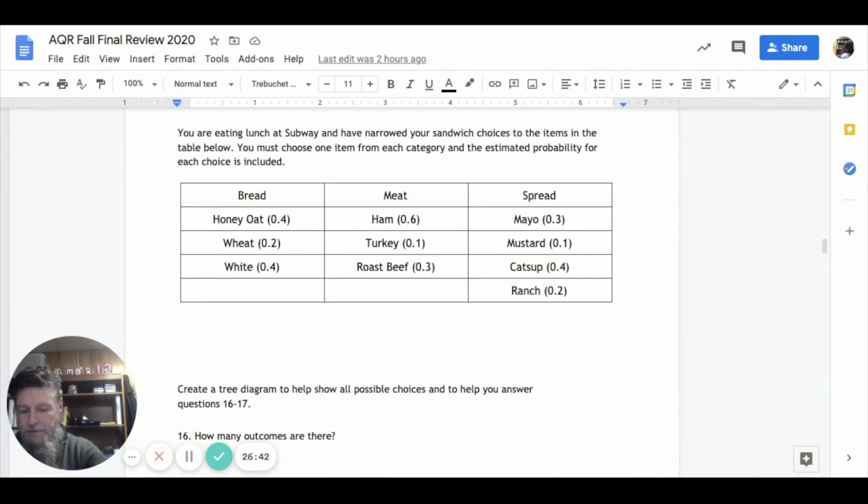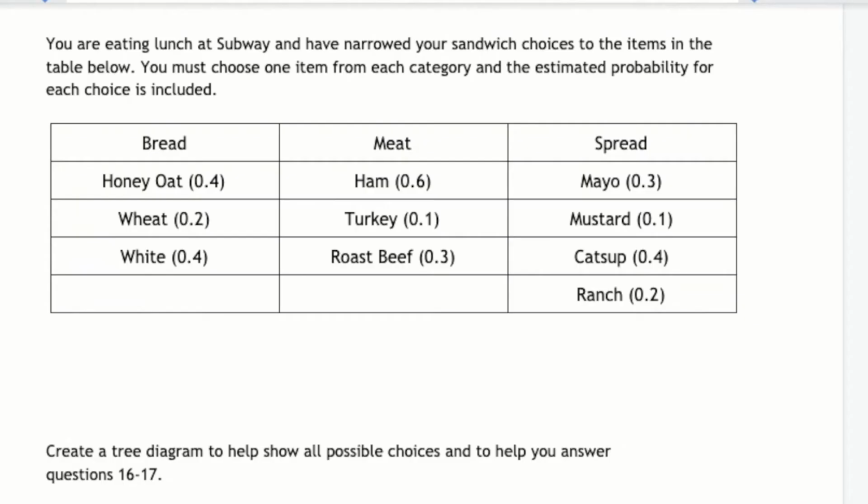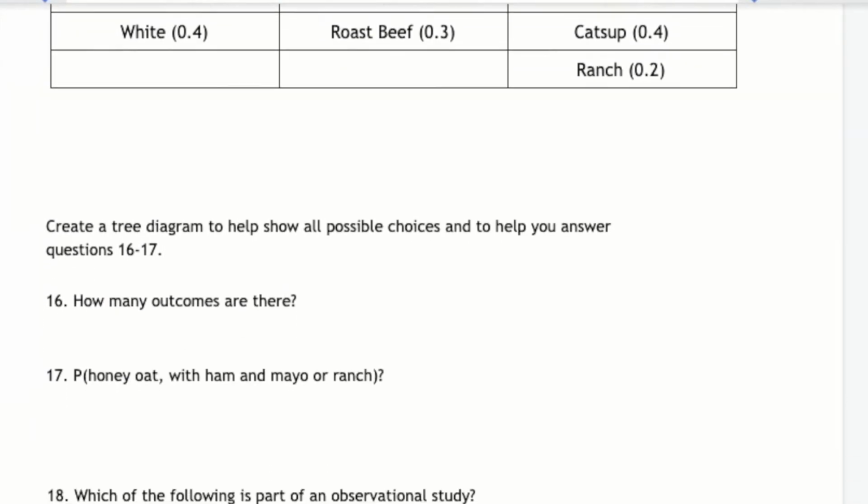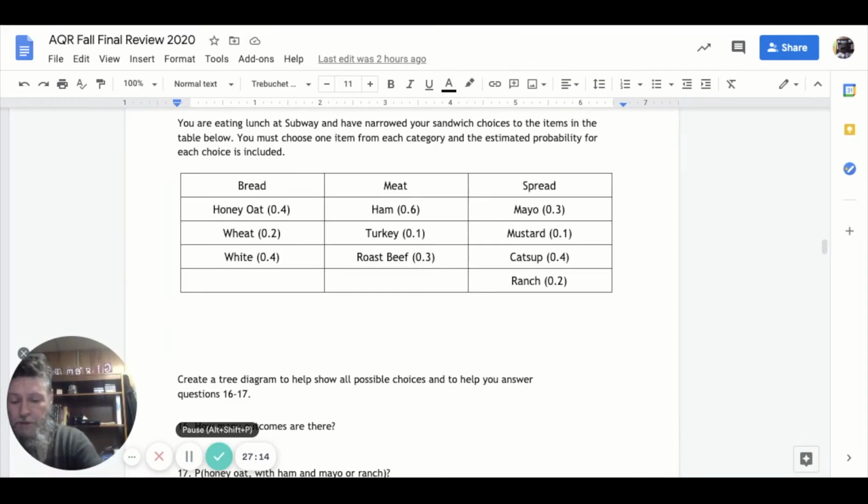All right, let's look at this next one. You're eating at a bistro or Subway. You have narrowed down your sandwich choices to the items at the table below. You must choose one item from each category, and the estimated probability for each choice is included. Let's create a tree diagram to show all the possible choices to help you answer the questions 16 through 17. Okay? So let's look at this. Let's create that tree diagram they want us to do.